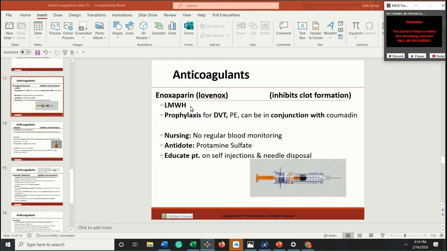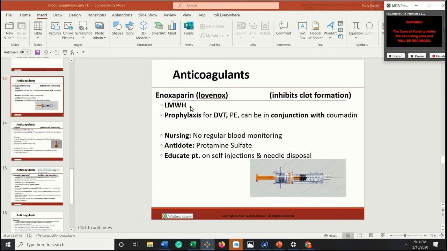Typically, if you have a DVT, the normal course of treatment is 6 months of using Lovenox until your body has dissolved the clot itself using its own fibrinolysis. There's no blood monitoring for this. It is weight dosed, and you could possibly get an APTT for this, but it's not very accurate. So we just look at dose weighting so that we can get the best effect.